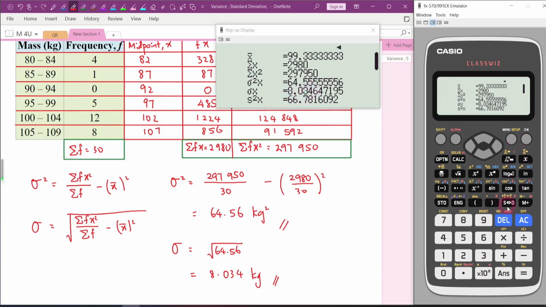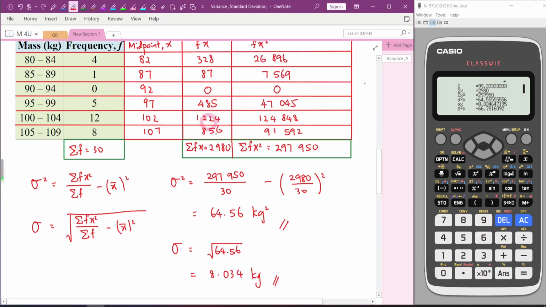So let me check again. Let's say I press 64.56 and square root it. Okay, I round it off, it should be 8.035, sorry. 8.035. Let me double check again. Square root of 64.56, corrected to 4 significant figures, 8.035. Okay, correct.